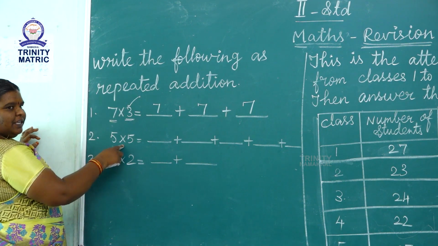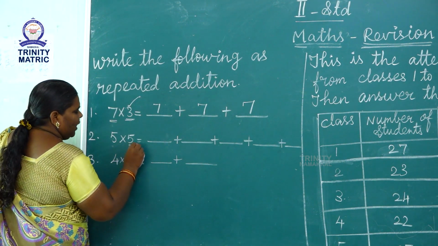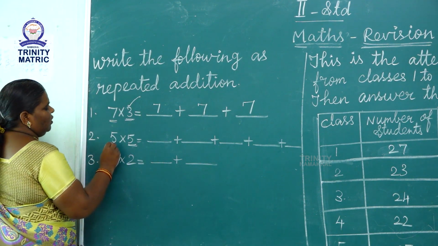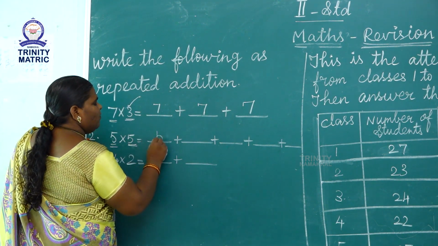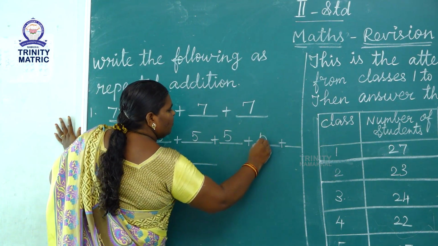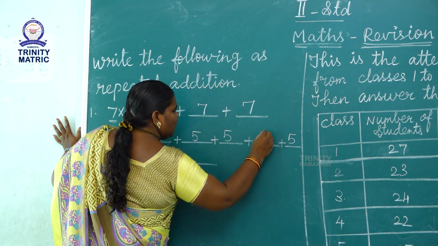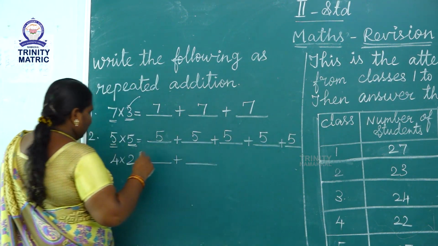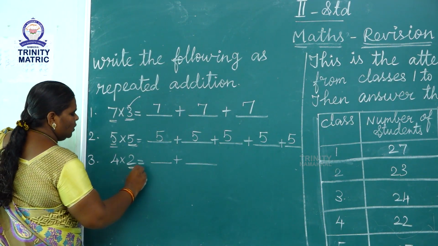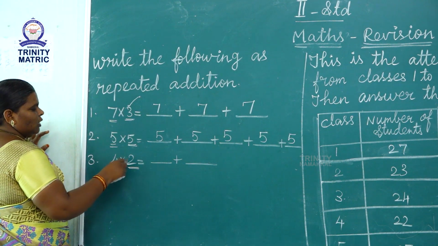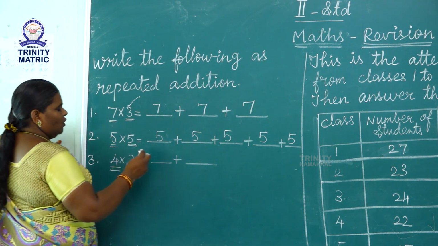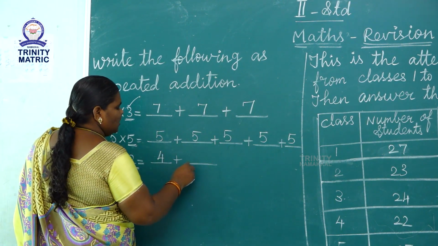Next, 5 into 5. 5 times. Number of times is 5. In which table? 5 table. Now you write 5, 5, 5, 5, 5. Next, 4 into 2. You write 4 two times. Number of times is 2, 4 table. Okay, 4 plus 4.